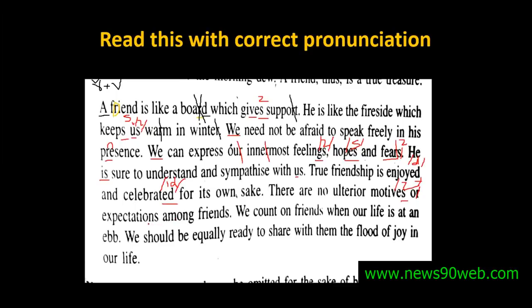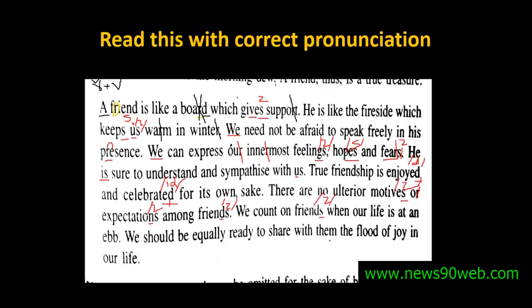Expectations, after a consonant. What consonant is it? Voiced consonant sound. N is a voiced consonant sound. After a voiced consonant sound, s is pronounced as z. So, expectations. Among friends, d is a voiced consonant sound, so it is pronounced as z. Friends. We count on friends. Again, s is pronounced as z.